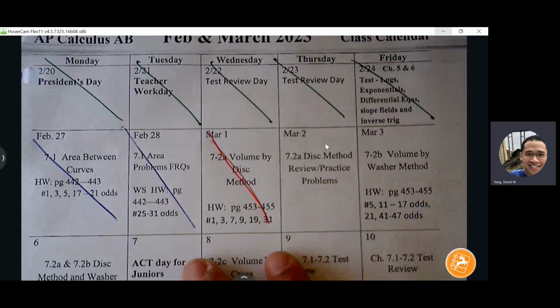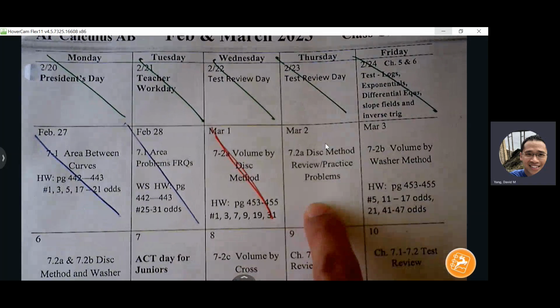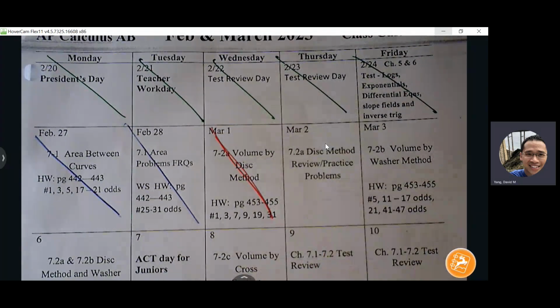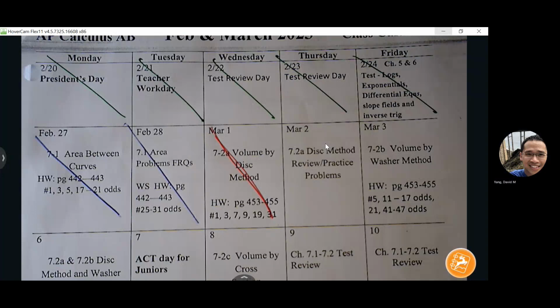Let me go over the calendar real quick here. Yesterday, we spent the last 2 days talking about the disc method. And today we're going to be talking about the washer method, which is going to feel like an extension of the disc method. It's just that now our shaded region is not going to be flushed up against the axis. There are going to be some gaps and holes, and we have to make sure we subtract out the hole, otherwise we won't be getting the true volume of the object.